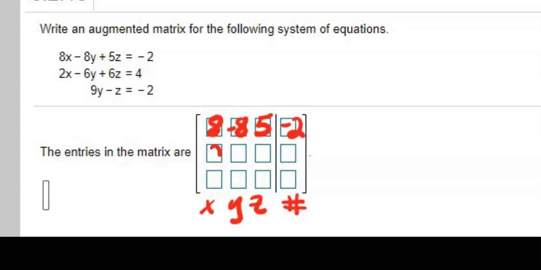On the next row, my x's are a 2. My y's are a negative 6. My z's are a 6. My answer is a 4. The third row, wait a minute, I don't have an x. Okay, so you have 0 x's, you have 9 y's, you have negative 1 z's, and then you're equaling negative 2. So that's how we set up our augmented matrix. So we're going to try that again in the next one.